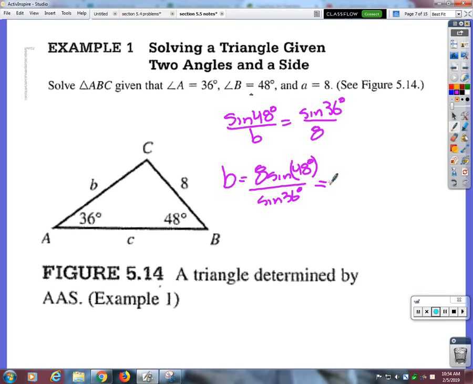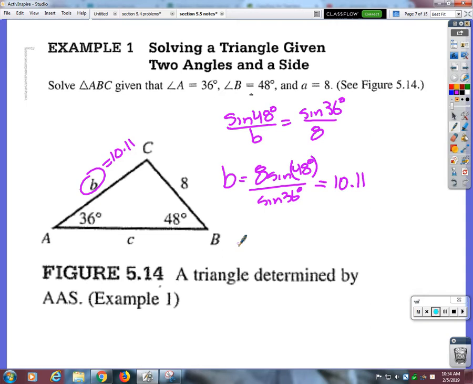10.11. We're trying to find this side right here. And Glory came up with 10.11. I feel like that's pretty good. The other side was 8. This angle that it's across from is a little bit bigger. So that makes sense. Okay?